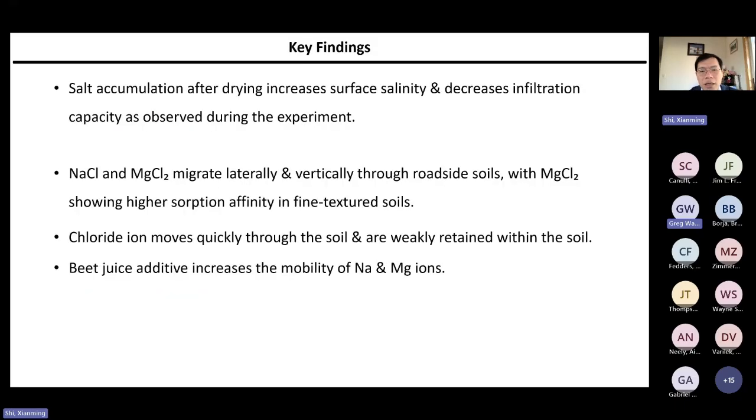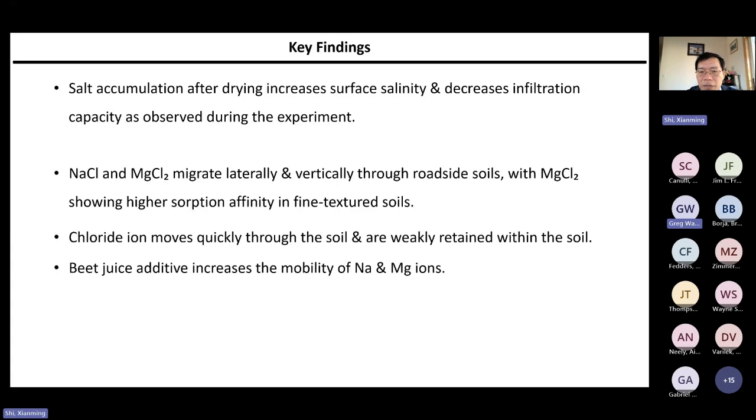Another thing is, of course, through these soil column tests, we found that salt accumulation after drying increases the surface salinity. That's consistent with our domain knowledge.